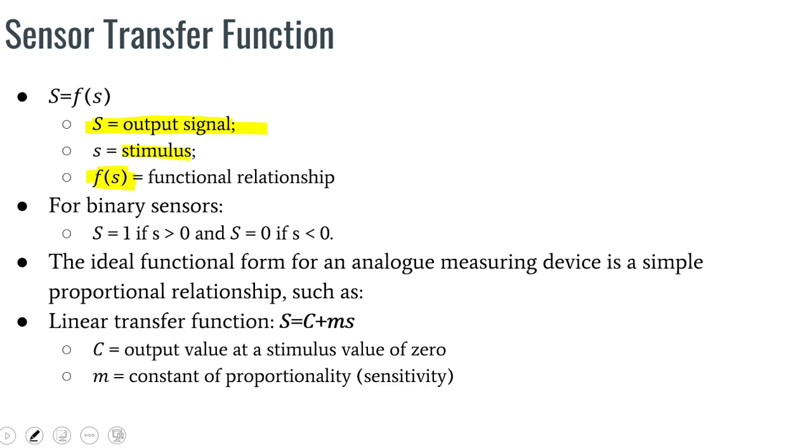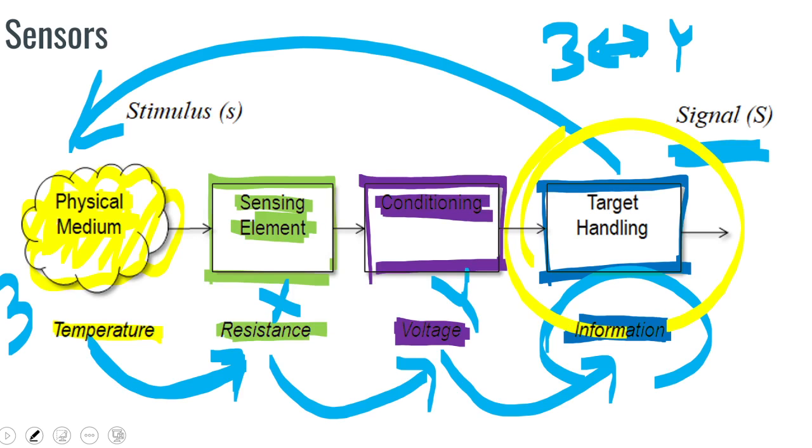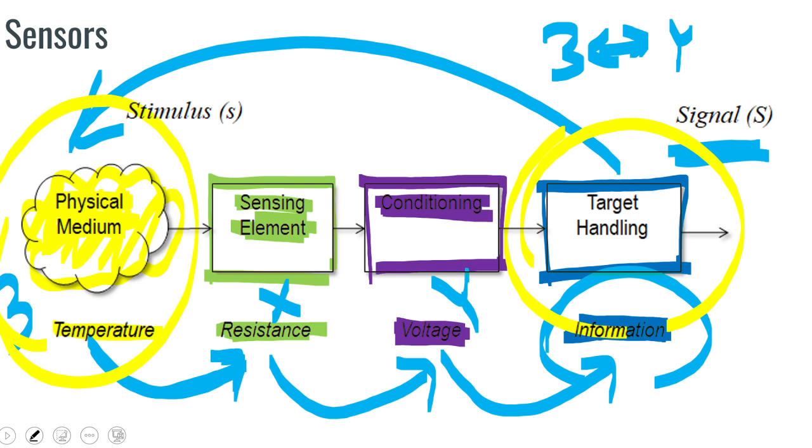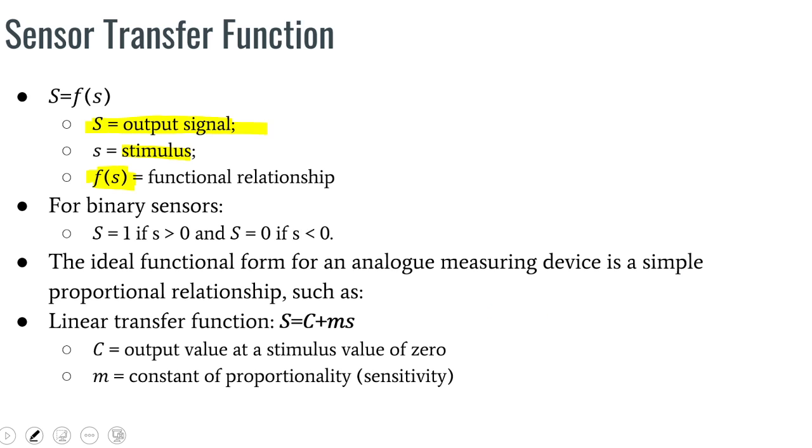So, in the case of the temperature, the output signal would be based on the input stimulus, which is the temperature. In the case of, say, binary sensors, for example, this S could be either 0 or 1, depending on the sensor.